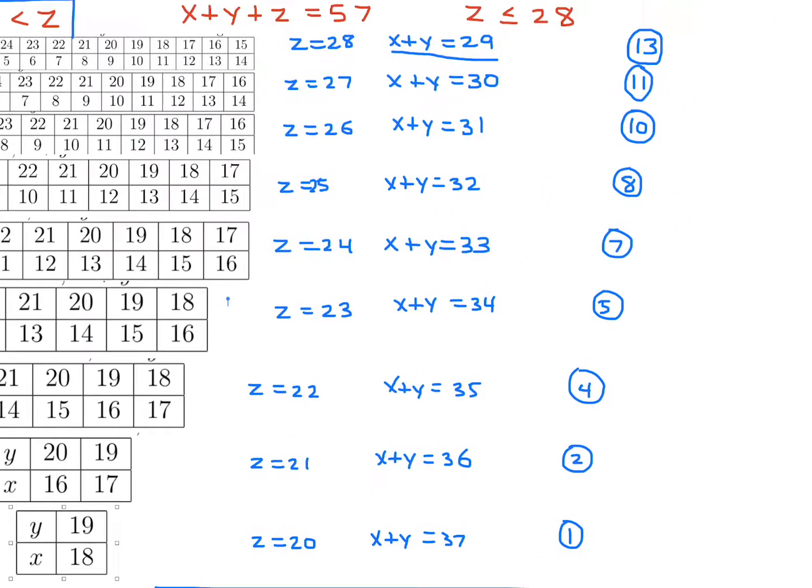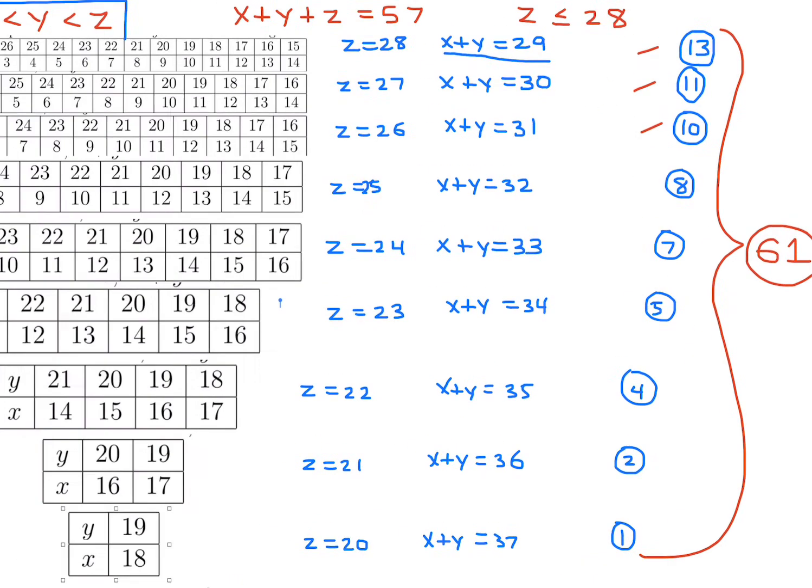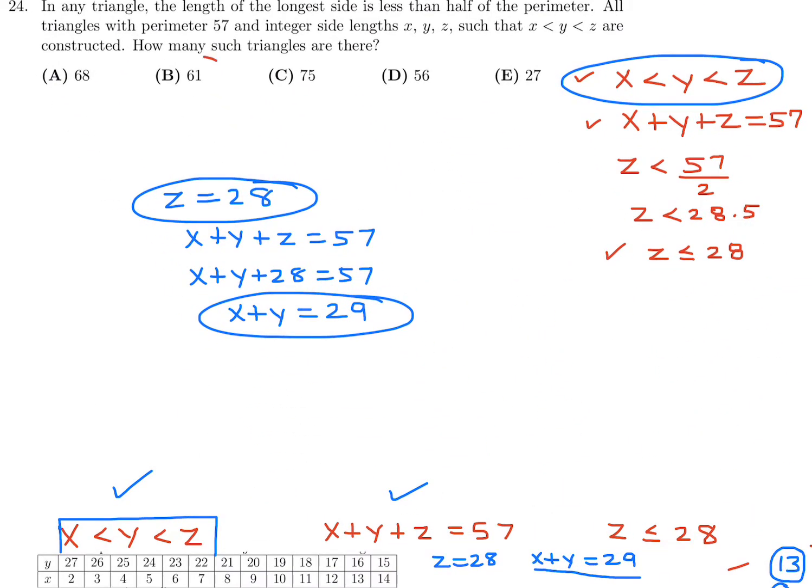Okay, so all we've got to do now is take a look at our values and add them up. All these values that I circled: 1, 2, 4, 5, 7, 8, 10, 11, 13. And when you add up all those, you get 61. 61 for this question, and that means number 24, the answer is B.